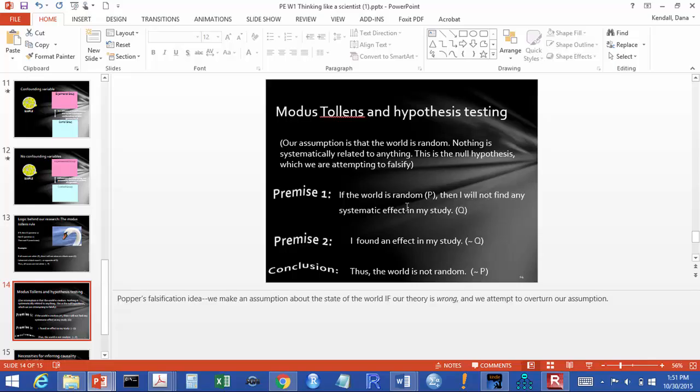Overturning: I will not find a significant effect, but you did. So I did find one, not Q. Then we can conclude the world is not random. And that's the way that we do science.